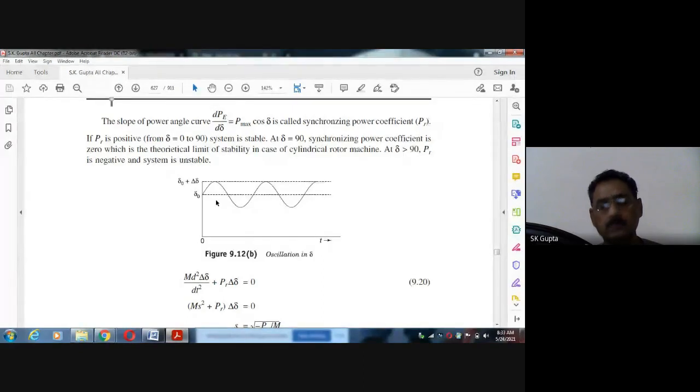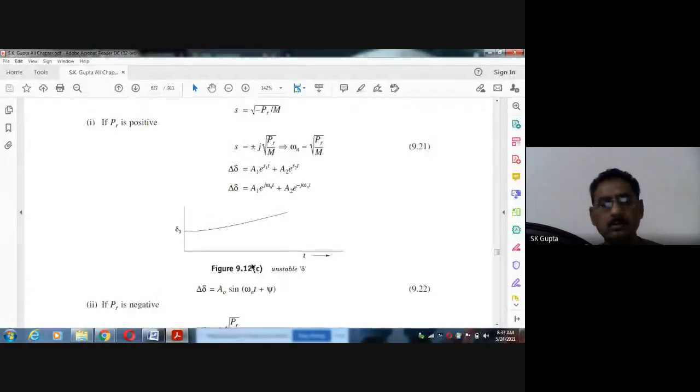At this frequency it will be sinusoidal, and the delta oscillation will be like this. Delta will oscillate like this, and whatever its frequency is will be given by this equation, under root of Pr by M. Now, if s is equal to this, there are two solutions, plus and minus. So s is equal to j omega, j cancels, plus minus under root of Pr by M. So you can say there is an s1 and an s2.